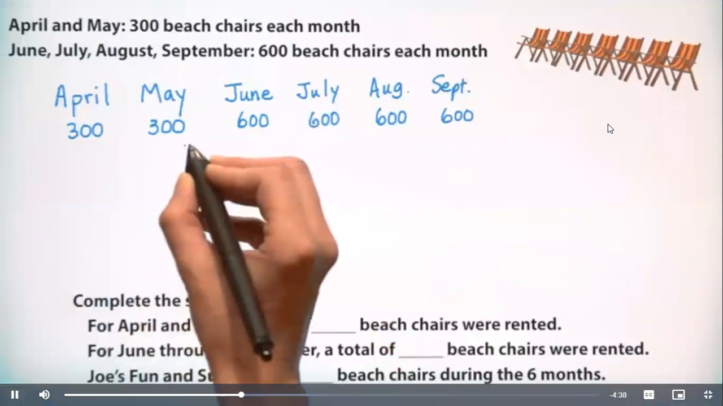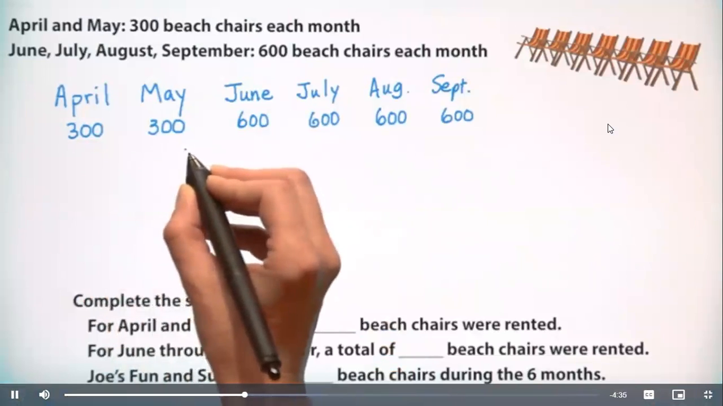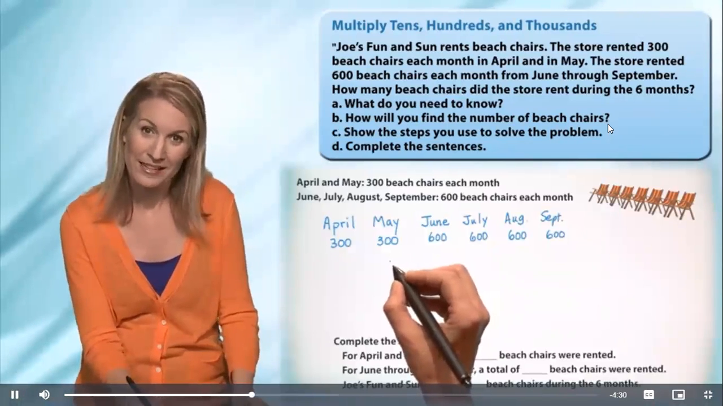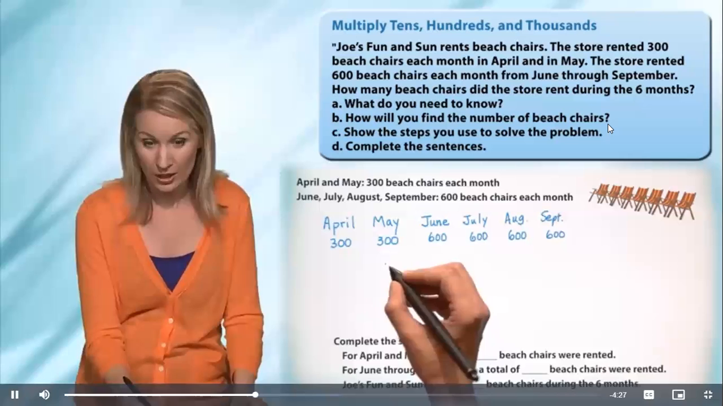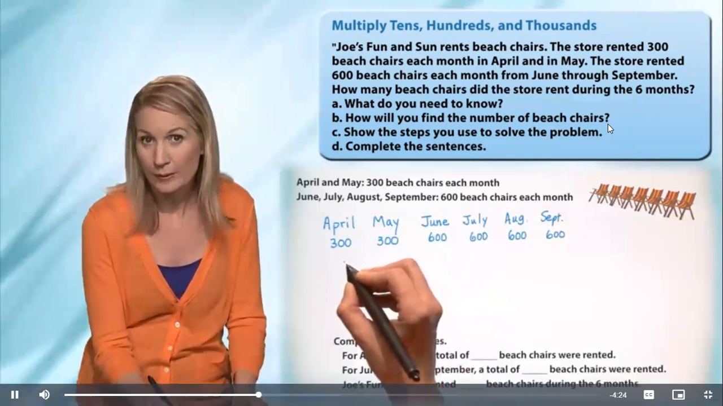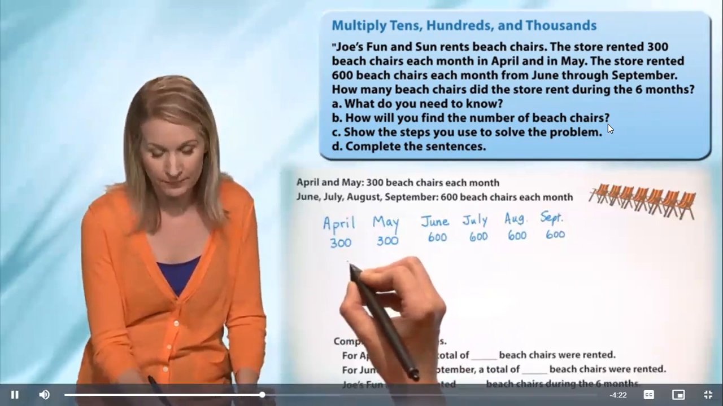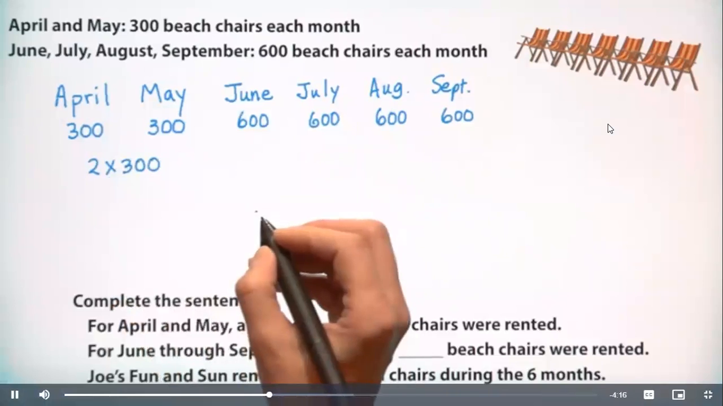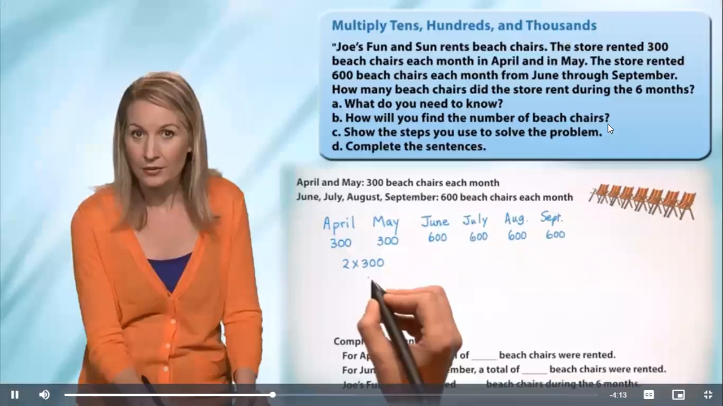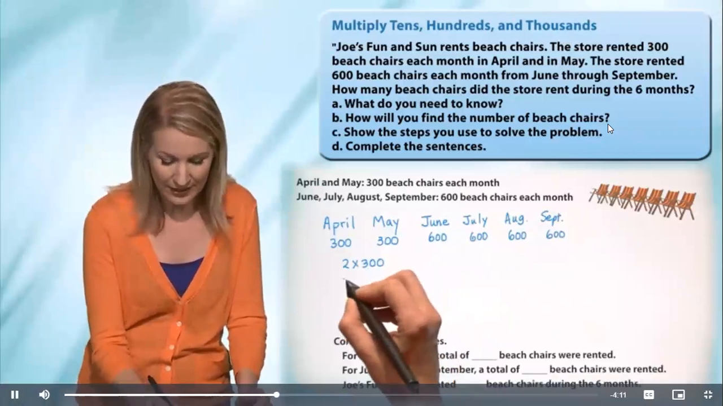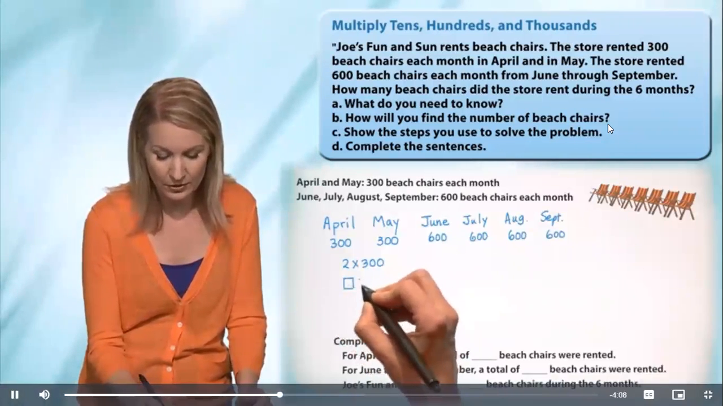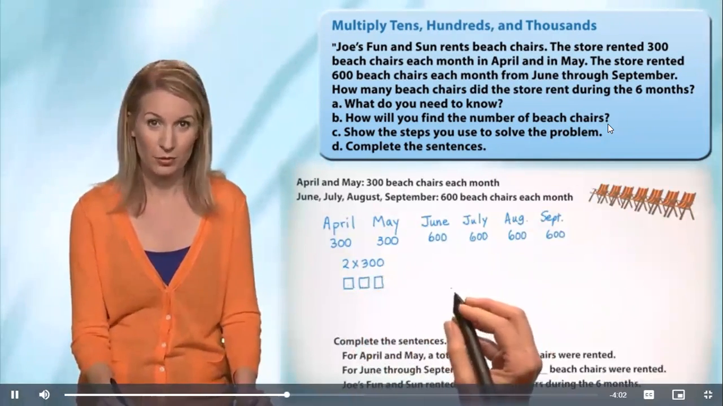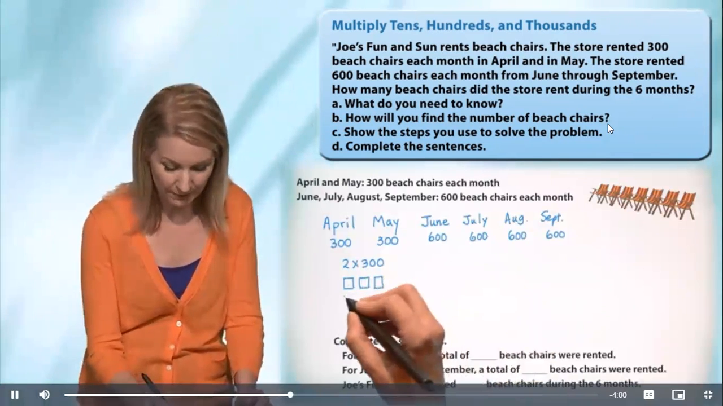You can see right here, April and May, 300 chairs were rented in each of those 2 months. We could use multiplication to figure out how many that is altogether. I'm going to show this multiplication using quick pictures. So what is the multiplication problem? Well, isn't it 2 times 300, 2 months of 300 chairs rented? So how do we write 300 using quick pictures? Well, that's 3 boxes, isn't it? That's 100, 200, 300. But 2 times 300 would be a second row of 3.